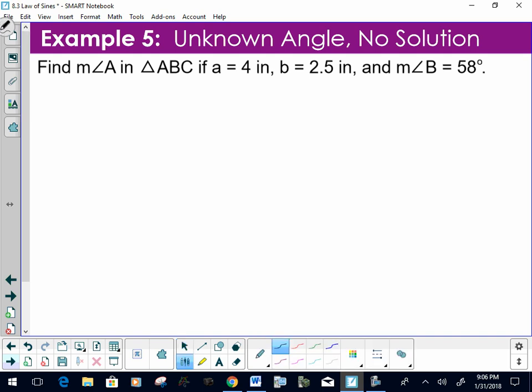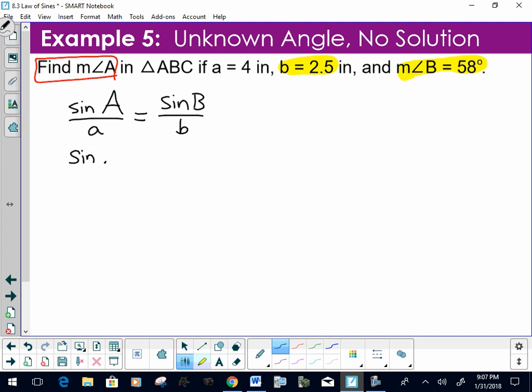So it looks like from the information that is given to us, we have side B and we have angle B. So we can use that to help us find angle A. So our goal here is to find angle A. So I'll set up my sine equation. I'm trying to find angle A, so I'm going to have sine A come first on the top, over side A. And we happen to know angle B and side B, so we're going to use those to help us find the angle A.